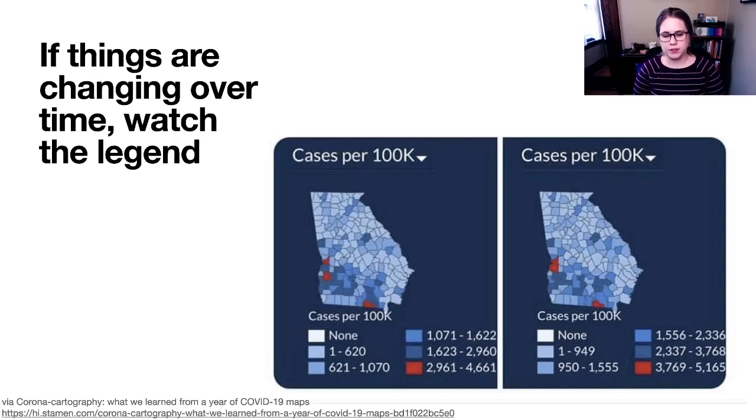2,961 to 4,661 cases. But then the next week, they input the data and they said, make this into 6 breaks and do the colors accordingly. And that time, the highest bin that was red meant 3,769 to 5,165. So if you were looking over time, you would think that things weren't actually getting worse.